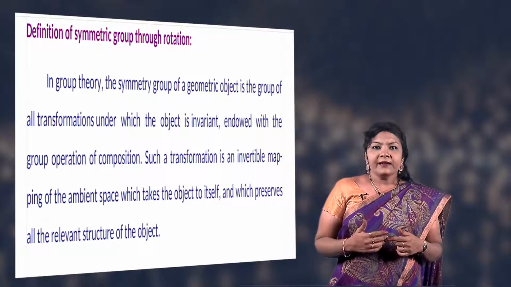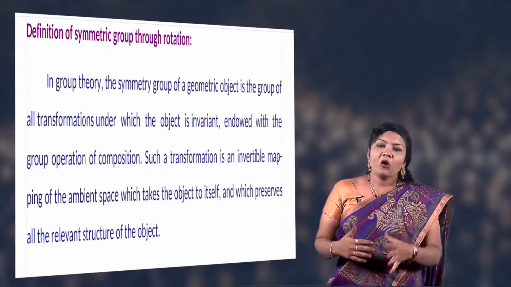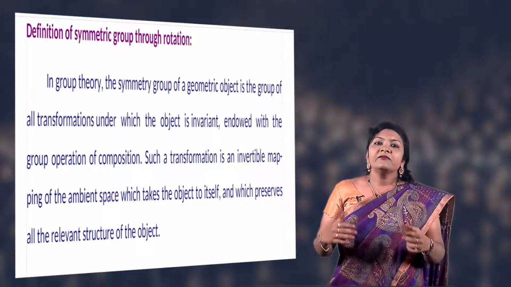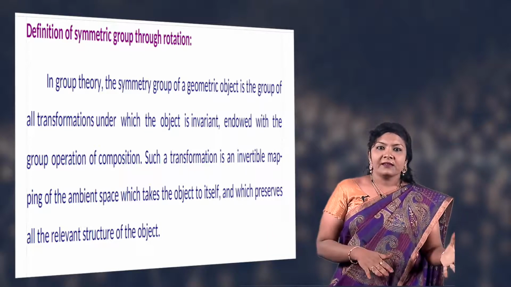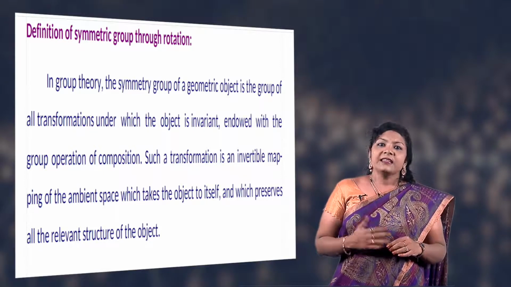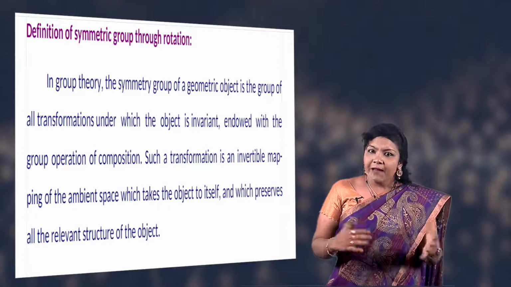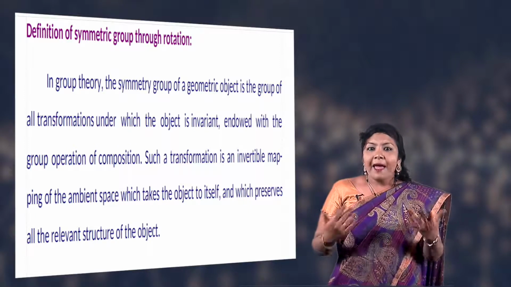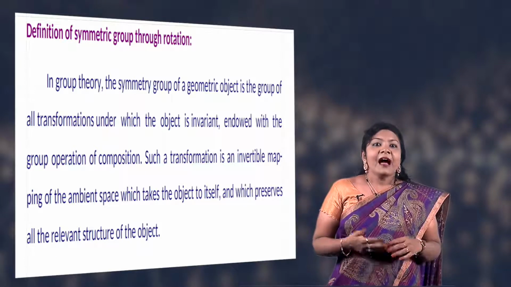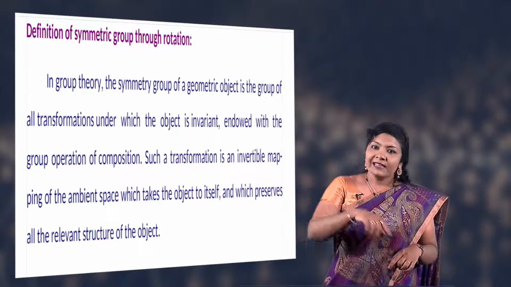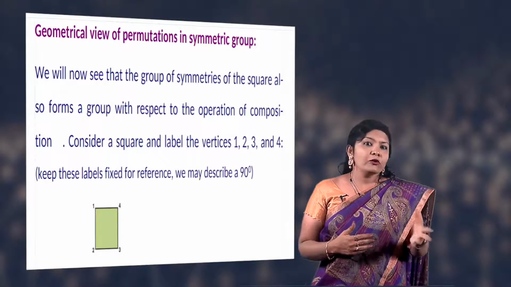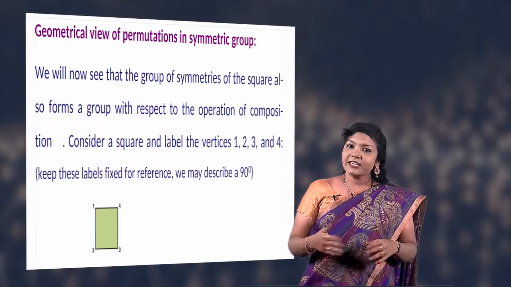In group theory, the symmetric group of a geometric object is the group of all transformations under which the object is invariant, endowed with the group operation of composition. Such a transformation is an invertible mapping of the ambient space which takes the object to itself and which preserves all the relevant structure of the object. Let us see the geometrical view of permutations in symmetric group.